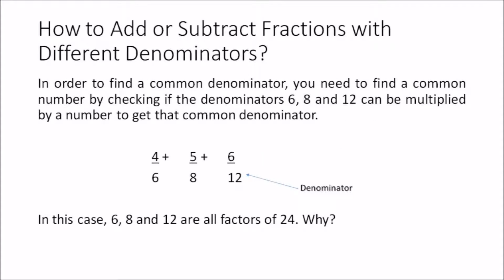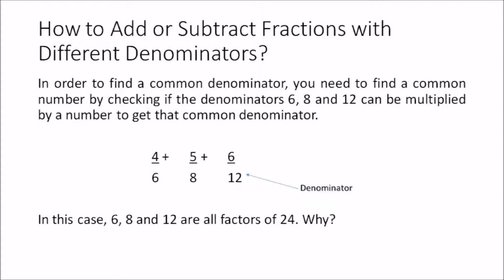Now in order to find a common denominator, you need to find a common number by checking if the denominators in this example, 6, 8 and 12, can be multiplied by a number to get that common denominator. There is a number that 6, 8 and 12 can go into, meaning these three numbers can be multiplied by other numbers to get to a whole number, which is 24, right? 6, 8 and 12 are all factors of the number 24.